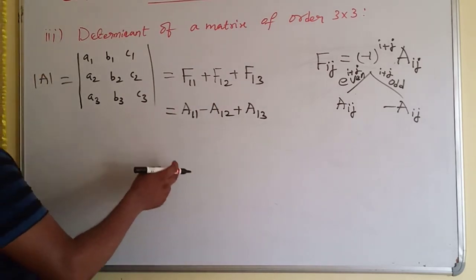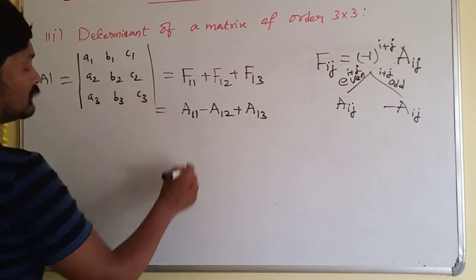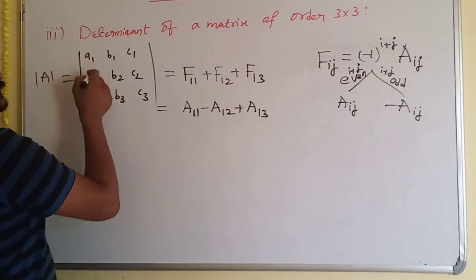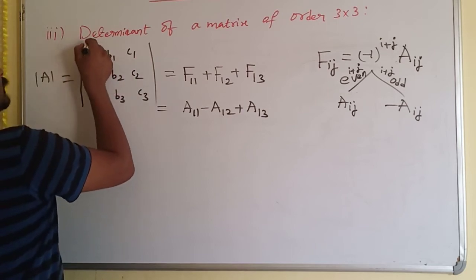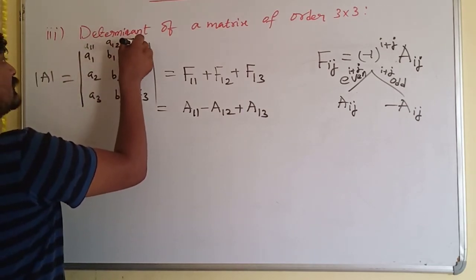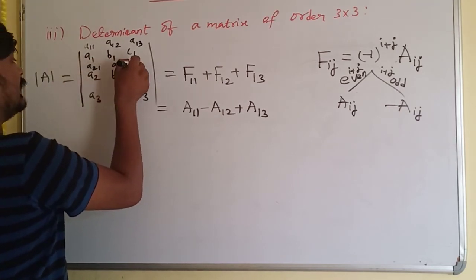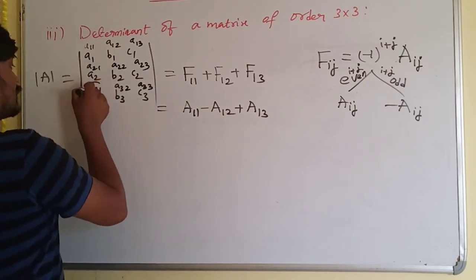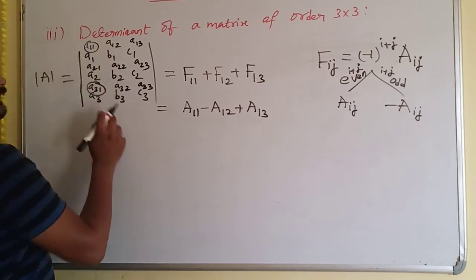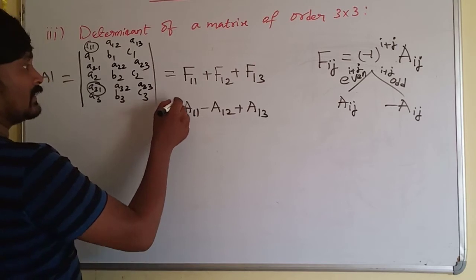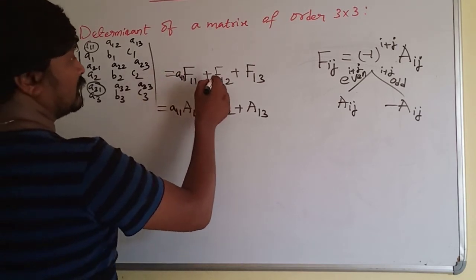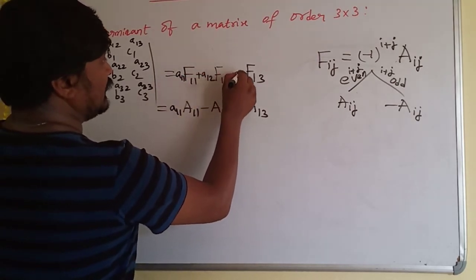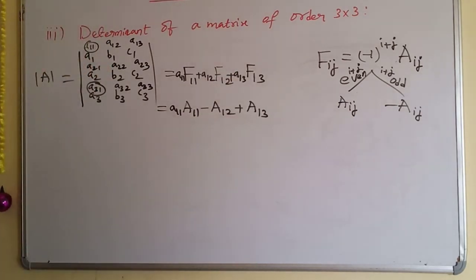Sorry, I forgot to inform you here, the first number we may think of as this. If you go for the general form, it is A11, A12, A13, A21, A22, A23, A31, A32, A33, right? So according to that, we have to write the first one as A11. So here you need to write A11 here also. A11 and F11 plus A12 F12 plus A13 F13. This is called the determinant, how to find it.